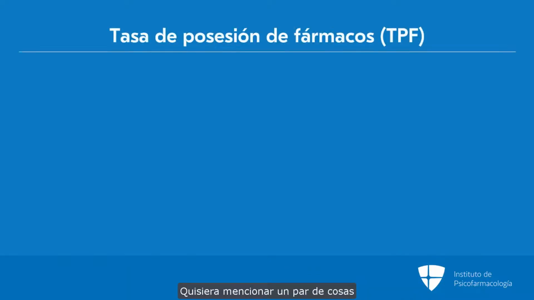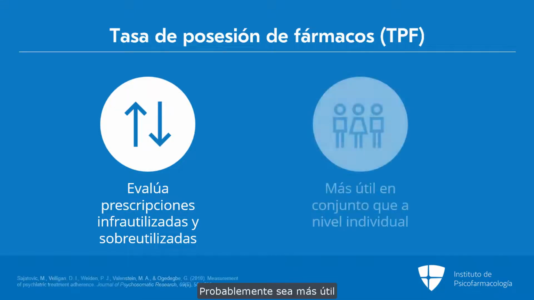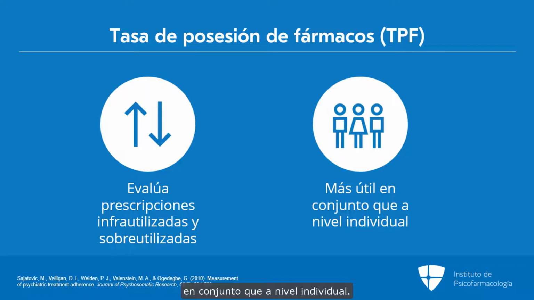I just do want to mention a couple of things about the medication possession ratio, or MPR. We did cover those in an earlier slide, but this is important because you'll see this in the literature. The MPR assesses underfills as well, so prescriptions not refilled frequently enough, as well as overfills. So it can look at both categories. It is probably more useful in aggregate rather than an individual level. So if you look at, say, all the patients in a given clinic, you could help identify when they are most vulnerable to poor adherence.